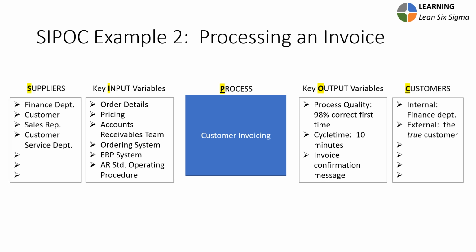So the suppliers for the input variables: well, the AR team members come from finance. The customer is the one that's actually placed the order, so the order details and those kind of things come from the customer. Maybe the sales representative might provide some key variables. And of course, the customer service department who took the order. All those feed into these various input variables.